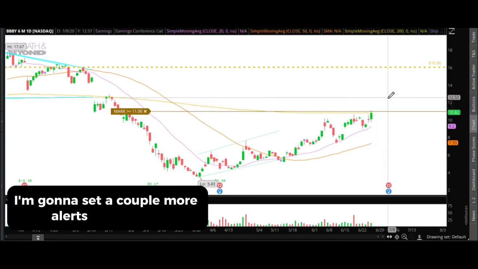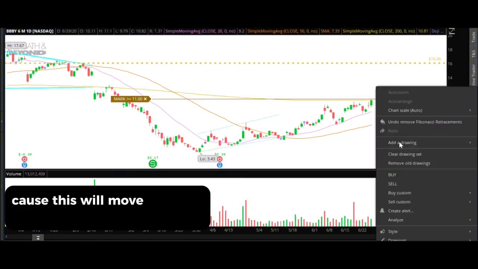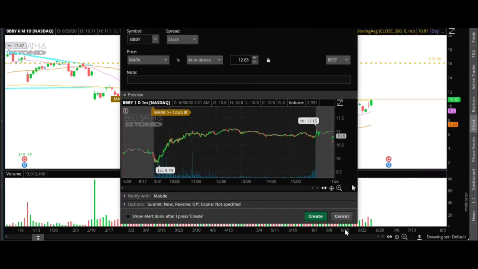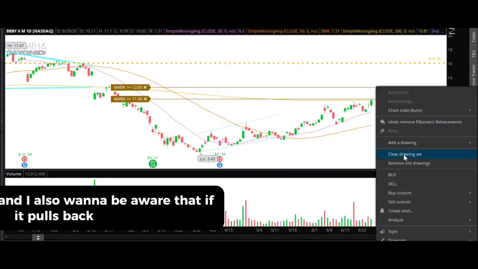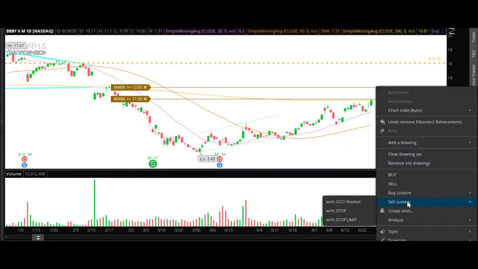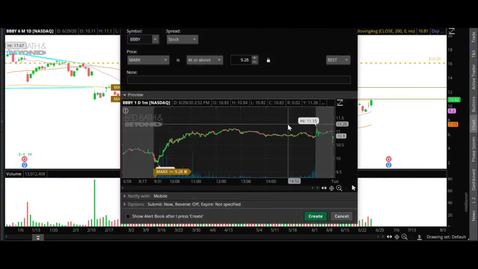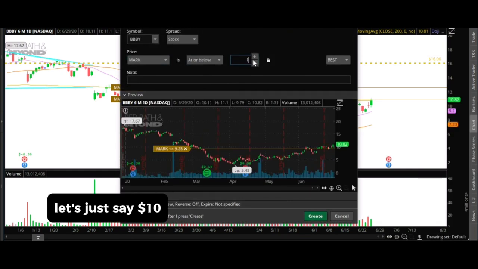I'm gonna set a couple more alerts just in case I don't want to miss any of these, because this will move fast and furious if it does squeeze. And I also want to be aware that if it pulls back, where it's going, so I can find support or I can just not trade it. Let's just say $10.